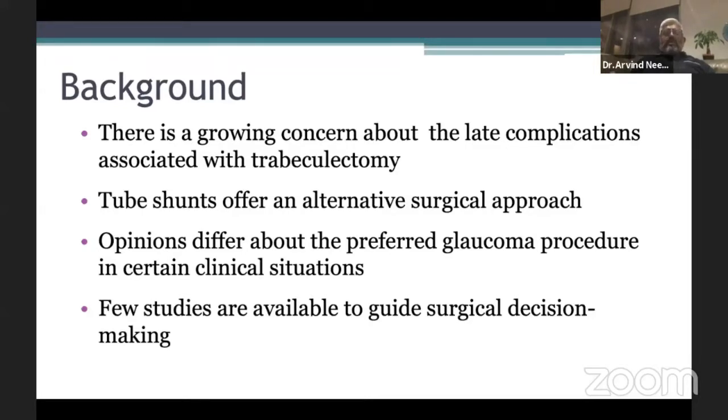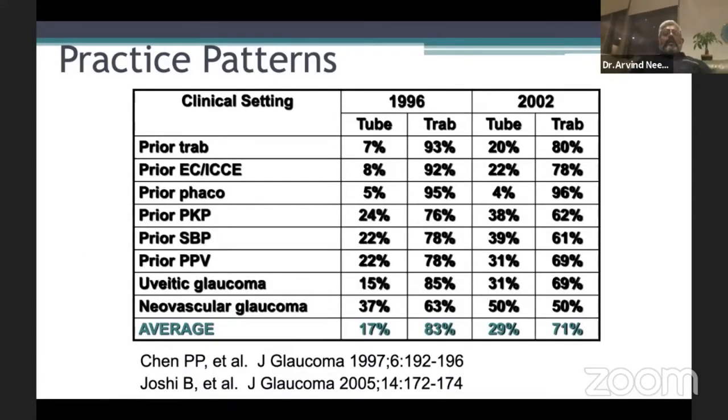So tube shunts seemed to offer a better surgical approach, and nobody really knew what was the preferred alternative, especially in patients who had already failed trabeculectomy. If we looked at practice patterns in the United States comparing 1996 to 2002, there was definitely an increase in tube shunts over trabeculectomies over a period of time.